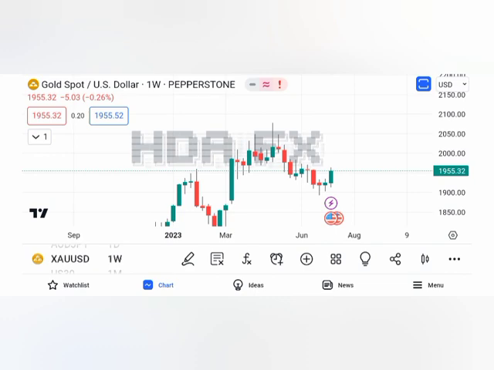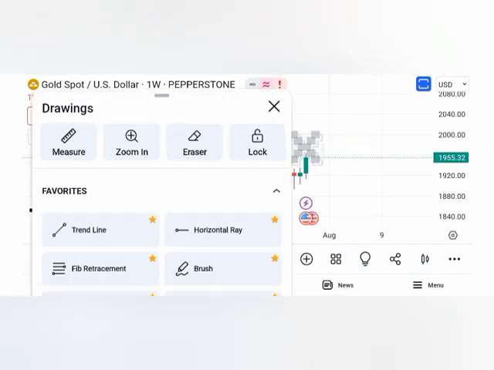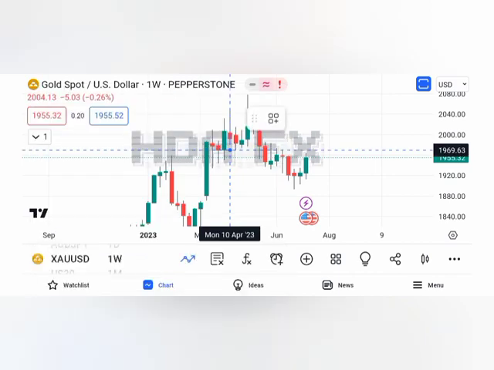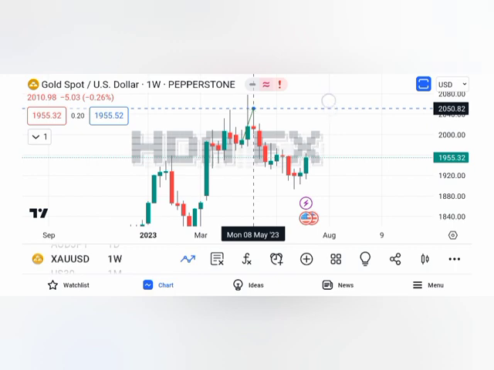So now looking at gold also, if you study the recent price action, we can see that on the weekly time frame, gold is in a downtrend.